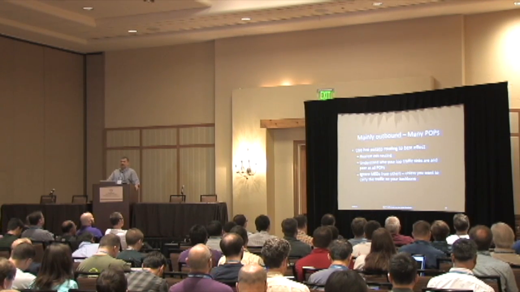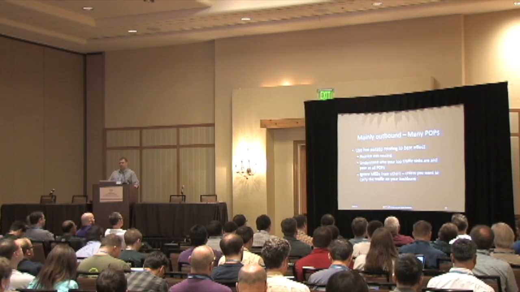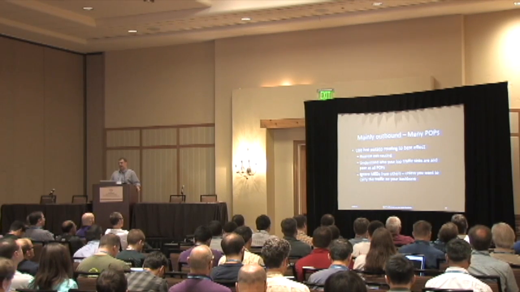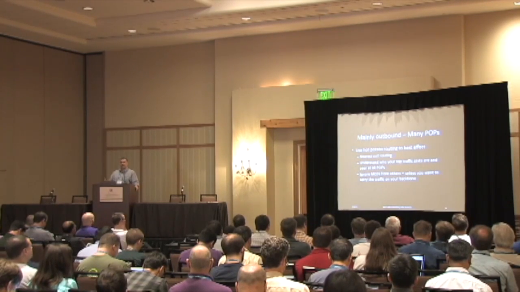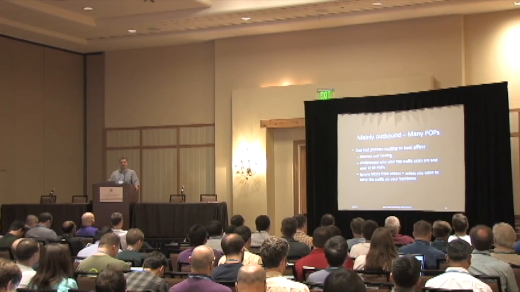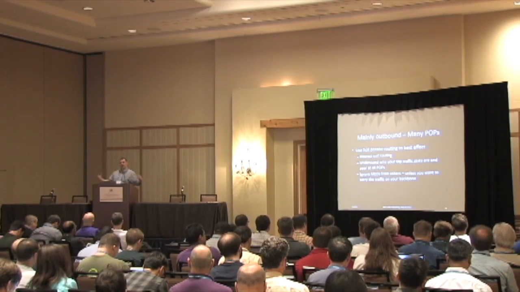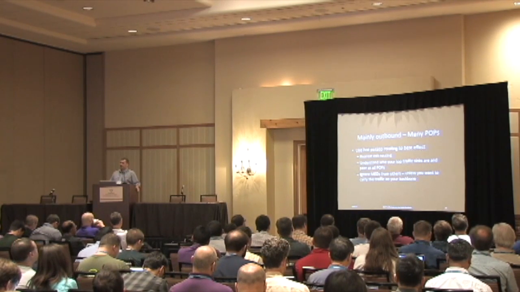Let's perhaps look at, again, a mainly outbound network, but this time the network has got many points of presence. So here, we introduce the concept of hot potato routing. Another word for hot potato is nearest exit. You're trying to deliver the traffic to another network at the closest point to where on your own network you generate that traffic.